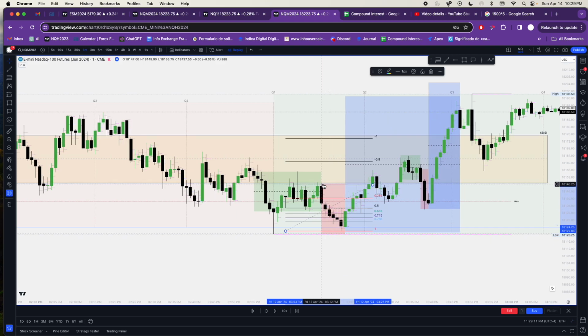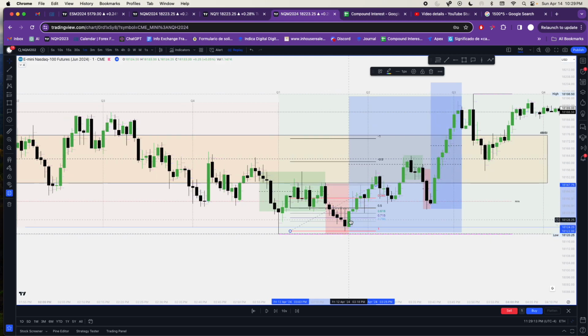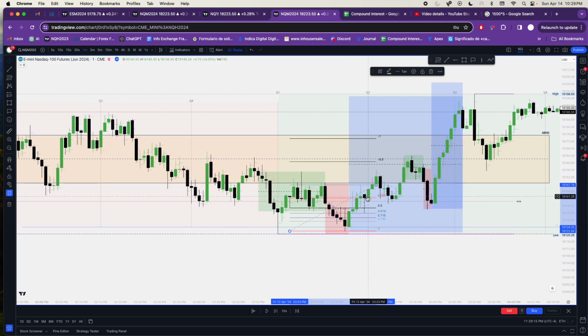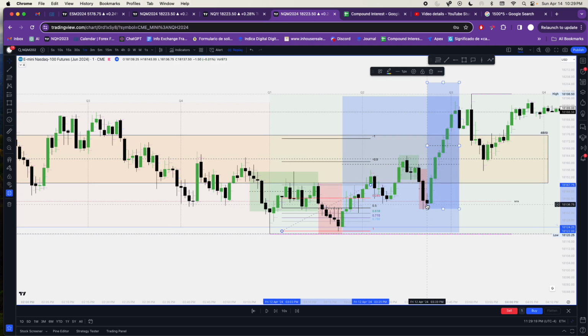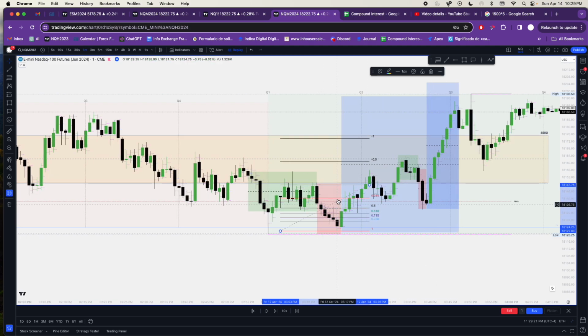Almost market structure shift here, but not quite. No fair value gaps. This is very lethargic. No inverses like this here. If you see something like this after coming out of optimal trade entry, go ahead, take it. Okay. Get rid of this. Get rid of this.